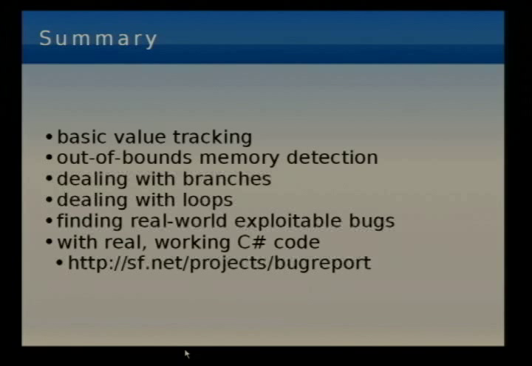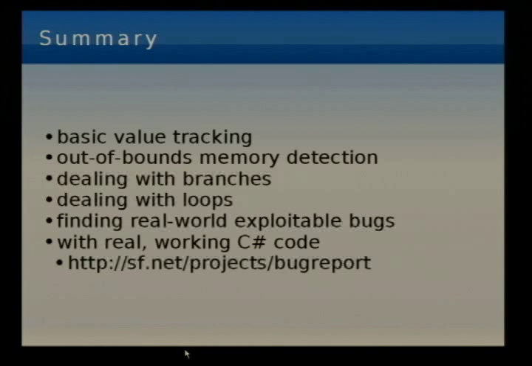So this is what we talked about. Basic value tracking, out of bounds memory detection. It comes down to out of bounds memory detection. In this case, we've chosen a very narrow kind of thing. We dealt with branches. We dealt with loops. We're finding real world exploitable bugs and how that would work with real working C# code. And that is at that URL there.